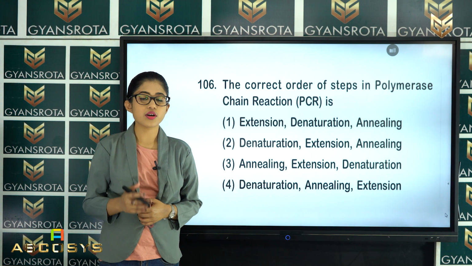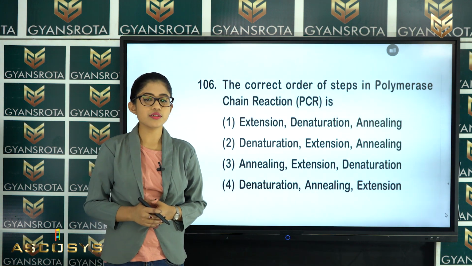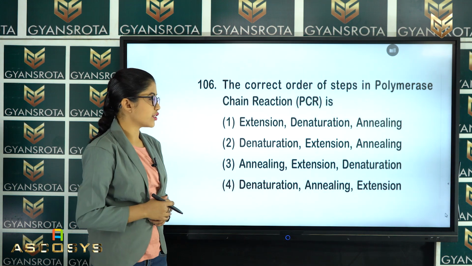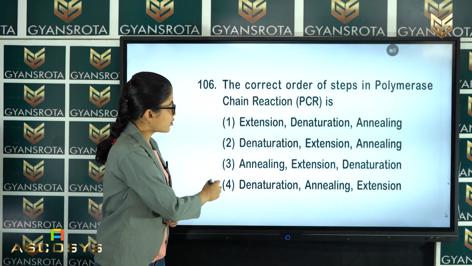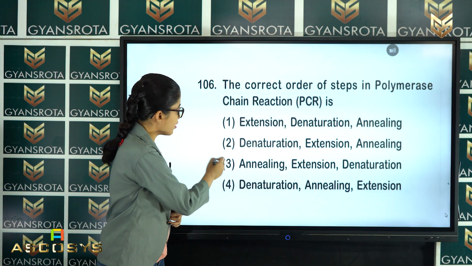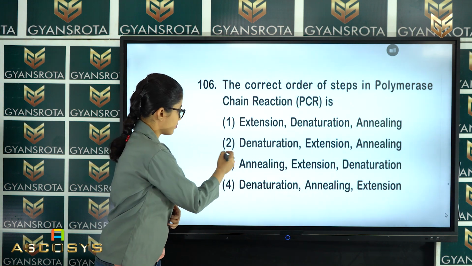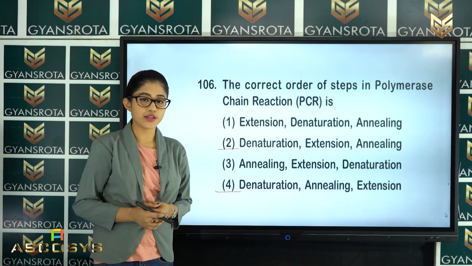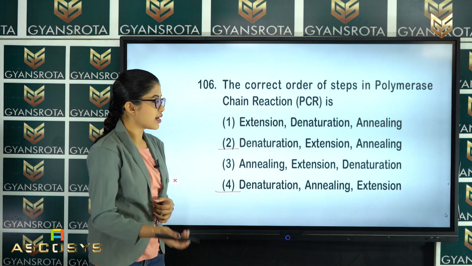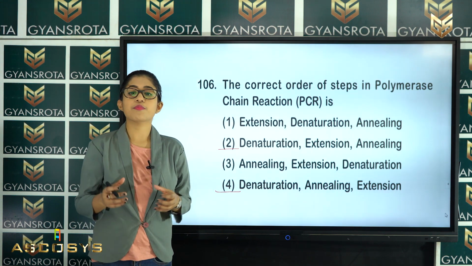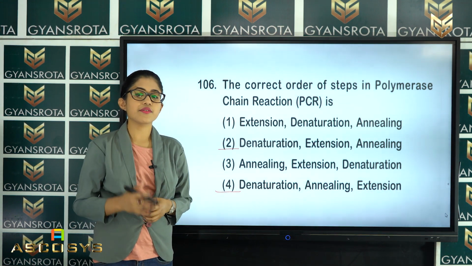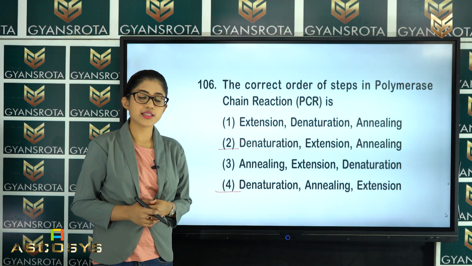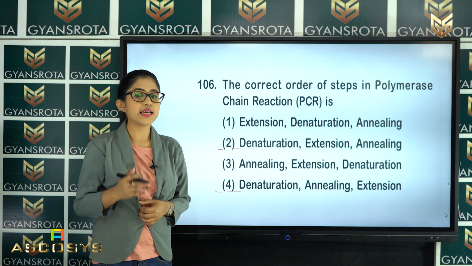We have discussed the process of polymerase chain reaction, right? So the first step in polymerase chain reaction is denaturation, and in this option denaturation is given here, right? And even in option number 4 denaturation is given. After that what happens? Annealing. Annealing means when the primer attaches to the strand of the DNA, and after that the extension process takes place by the enzyme DNA polymerase, right?